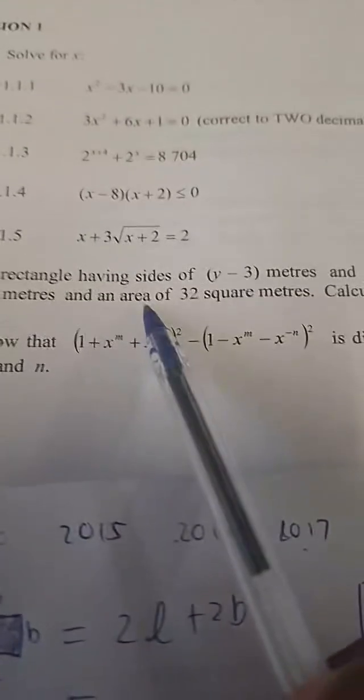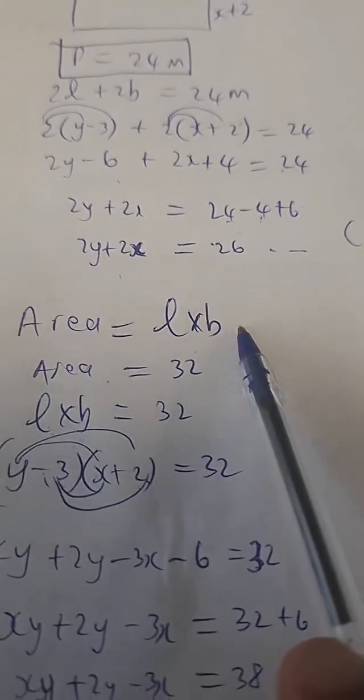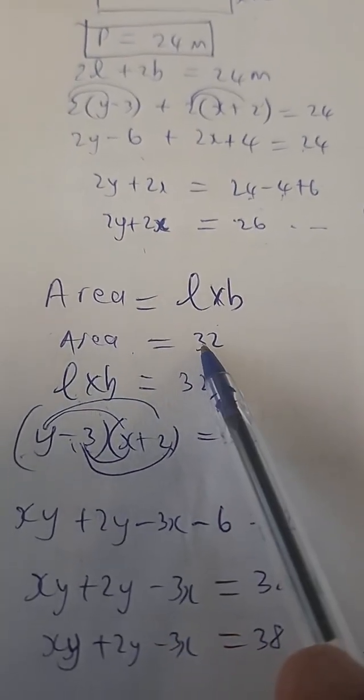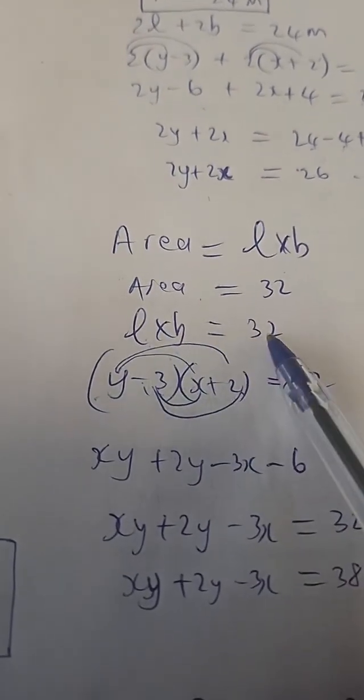Moving right along, they also said that the area of the rectangle is 32 square meters. What is the area of a rectangle? The area of the rectangle is length times breadth. So area is equal to 32 square meters. That's what it is. So I can say length times breadth is equal to 32.